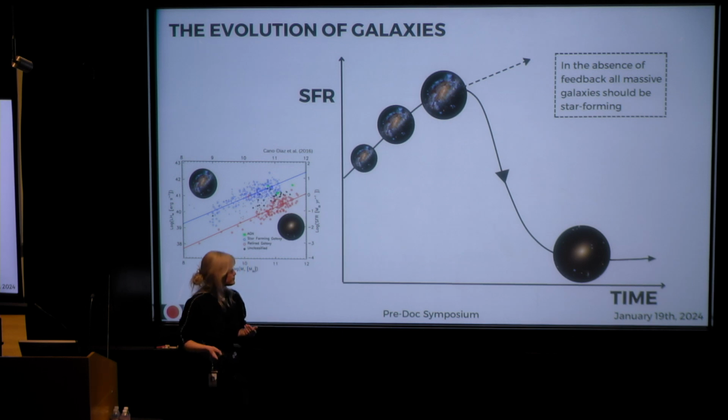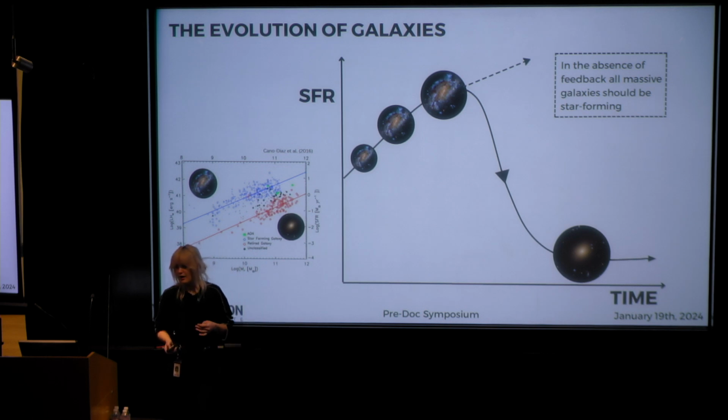And so when we look at forming galaxies in simulations, particularly massive galaxies, we know that if we don't put in any feedback processes, our galaxies just keep forming stars. So in fact, in the absence of feedback, all massive galaxies should be star forming. Now, I just told you that this isn't the case when we look at the sky. So something happens to our galaxies that instead reproduces the secondary population of quiescent galaxies.